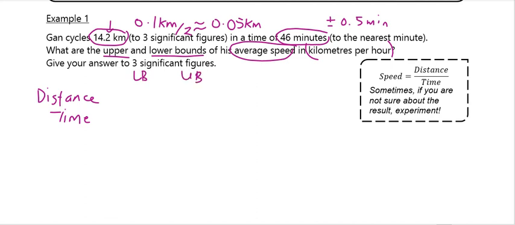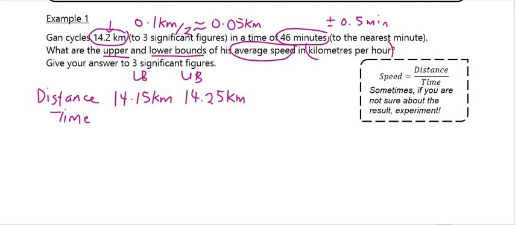Okay, let's start with the distance first. For the distance, the lower bound will be 14.2 minus your error 0.05. You will get 14.15 kilometers. And for your upper bound of the distance, it will be 14.2 plus 0.05, so you will have 14.25 kilometers. So those are the bounds for the distance.